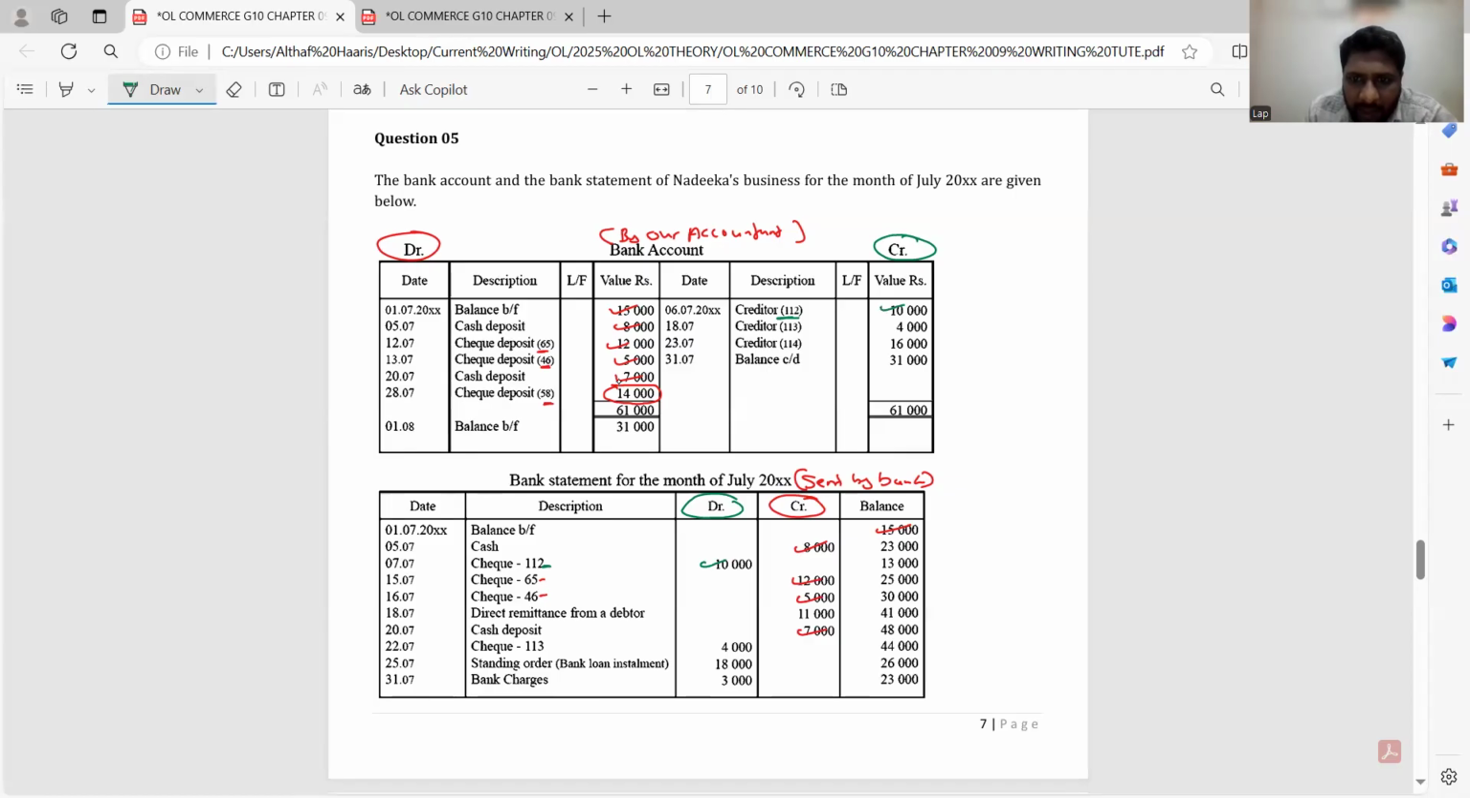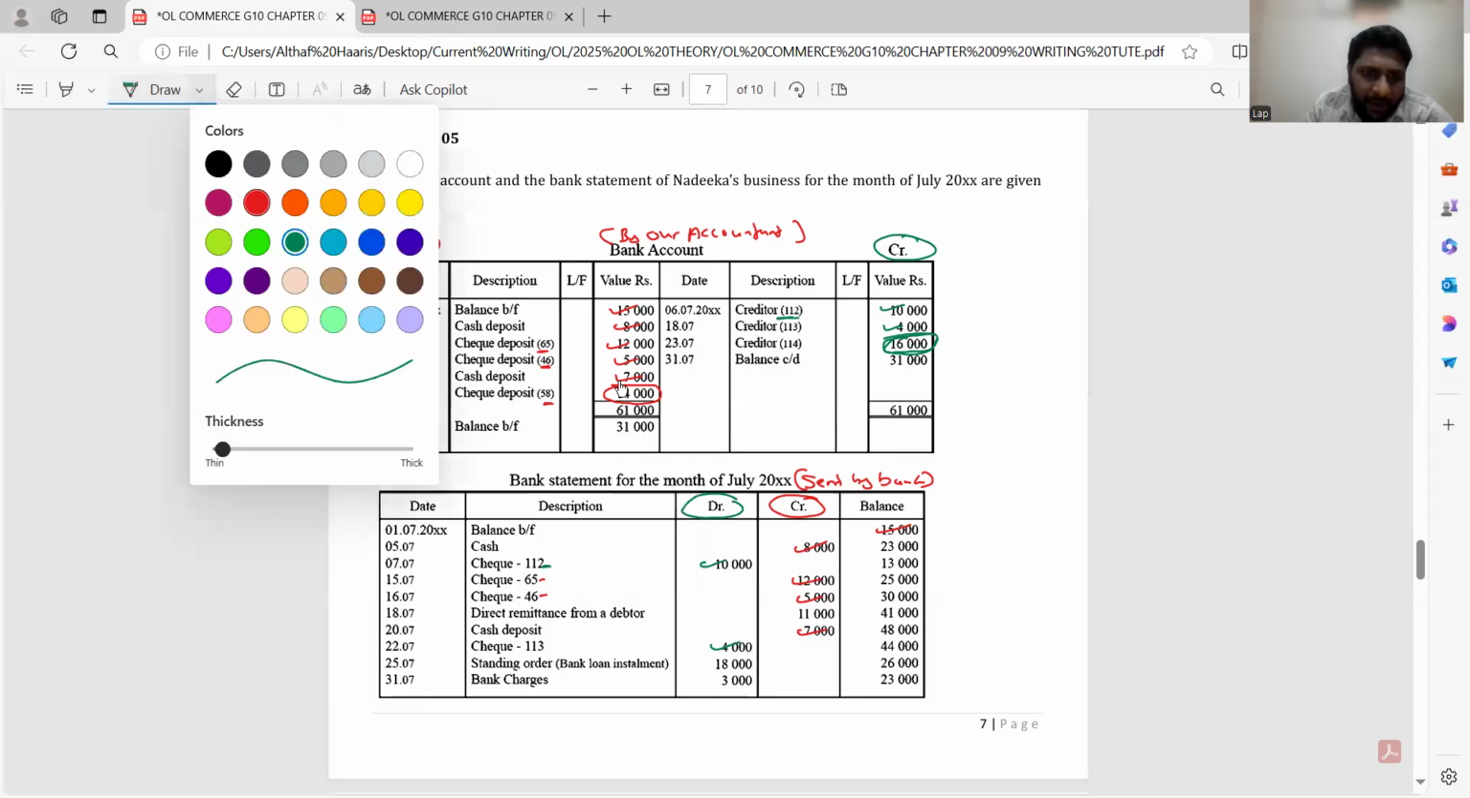Then 113, 4,000. 113, 4,000 is there. Then 114, 16,000. 114, 16,000 on the debit side, not there. Not there. So what are these two?